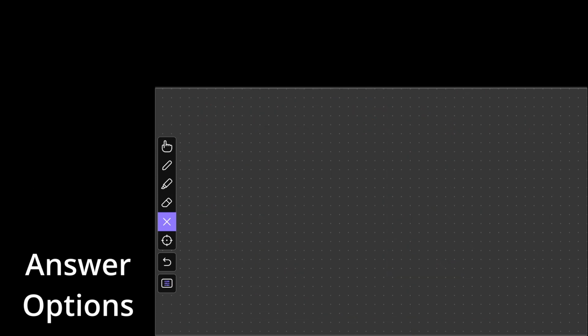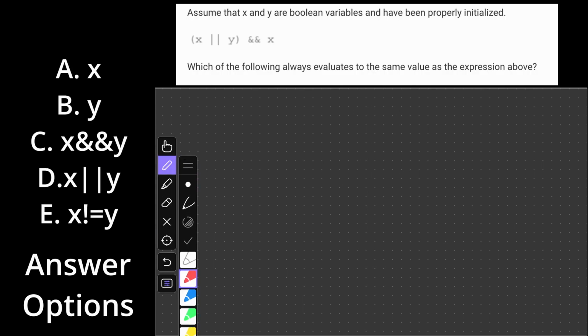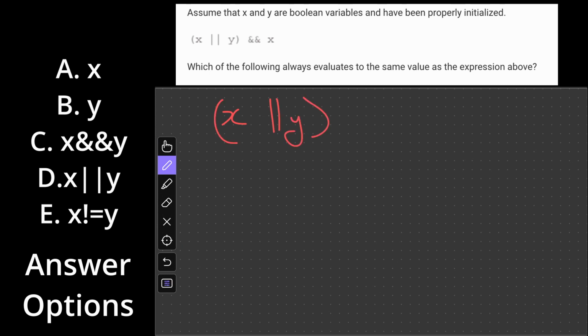Okay, so I'm looking at another question from the 2015 practice test. Here the question is: x or y and x. Sorry, my ampersands are kind of bad because I'm not great at drawing that. The question is, assume that x and y are Boolean variables and have been properly initialized. Which of the following always evaluates to the same value as the expression above? Our four options are a) x, b) y, c) x and y, d) x or y.